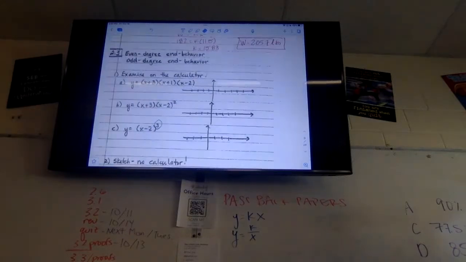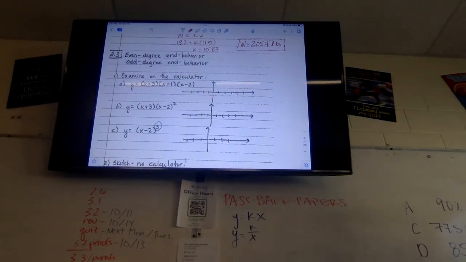We're going to start by talking about end behavior, and we're going to graph on the calculator. So when I'm talking about even degree end behavior and odd degree end behavior, does that mean anything to you? What does it mean? Max, wait, you said even and odd. Is that like with the?